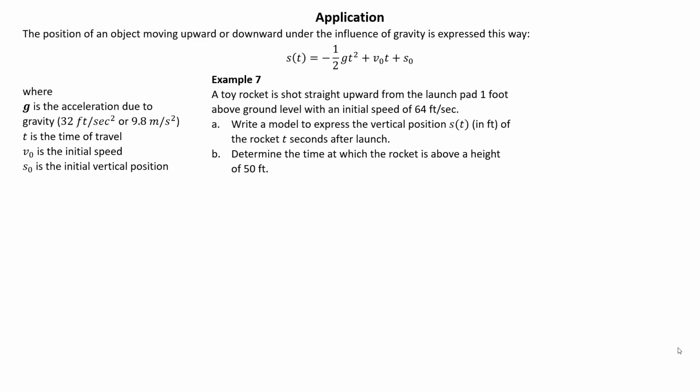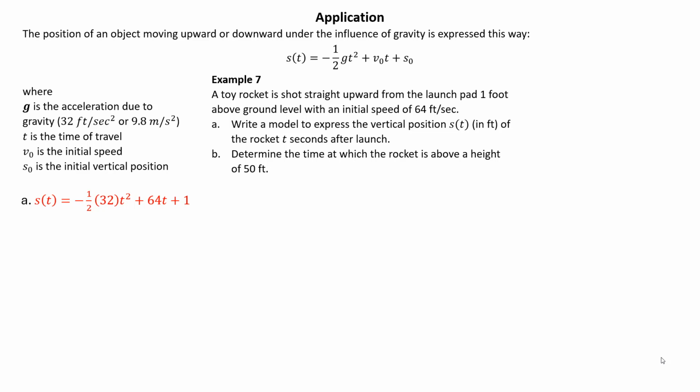Okay, so we had this application of polynomial inequalities that we went over, and I just want to go over it one more time to make sure I didn't totally confuse you on this. So we have this toy rocket shot straight upward from a launch pad 1 foot above the ground, and it has an initial speed of 64 feet per second. And the first thing we want to do is make a model of this, and we can use this model that we already have for projectile motion. So we're just going to set it up with the information we have.